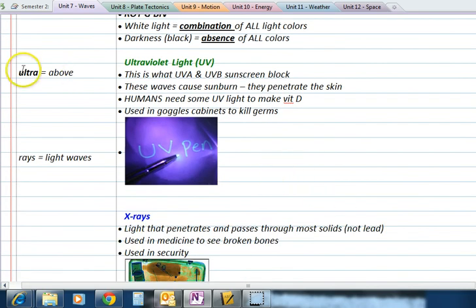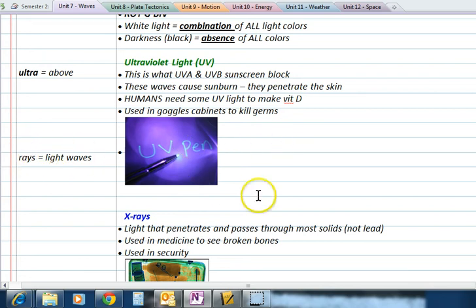Ultraviolet light is ultra, above visible light. There's UVA and UVB. That's what a substance you put on your body blocks. We do have UV pens that we'll be playing with in class. We do need some UV light, and that's the same kind of light that we use in our goggles cabinets. It is harmful to the outer layers of our skin in high doses, and it's definitely harmful to bacteria and viruses, which is why we put the goggles in the cabinet and turn on UV light and kill any little buggies that might be on there.